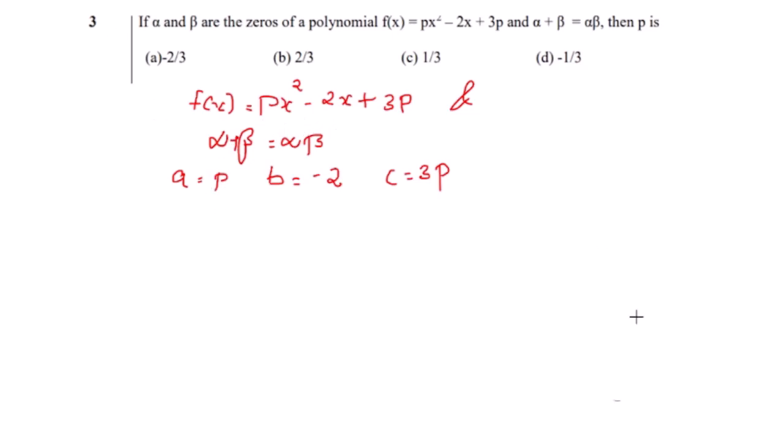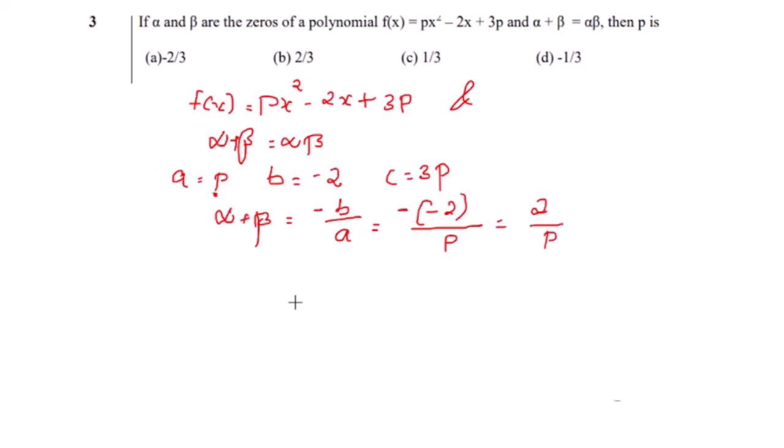So how to find out alpha plus beta? Alpha plus beta is equal to minus b by a. What is minus b by a? Minus of minus 2 upon a. a is equal to p. Minus into minus is plus, so 2 by p. Now alpha plus beta is 2 by p.